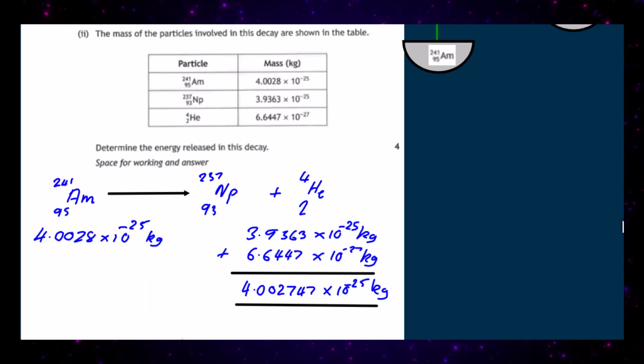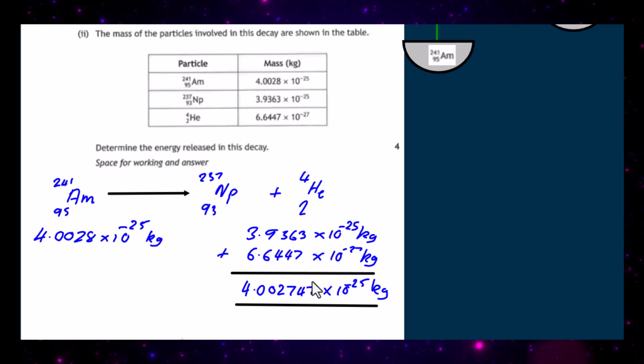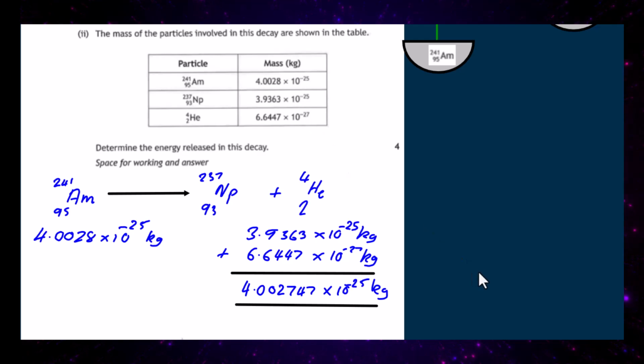And we can use a calculator, be very careful, and we find out the total mass we're given on this side of the equation is 4.0028 times 10 to the minus 25 kilograms. And if we take the individual masses from the table on the right hand side and add them up, we get 4.002747 times 10 to minus 25 kilograms. Just be very careful of that minus 27 there when you're putting it into your calculator. So you can see from the two figures there that we definitely have a mass defect. The masses added up on this side are definitely less than the mass on this side.